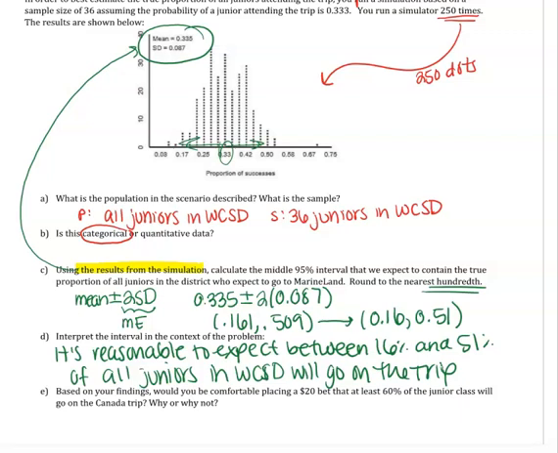Okay, so something I want to point out here is notice how I tied it back to the population. I'm using my middle 95 to make an inference about all juniors in Williamsville Central School District, which again is the population. That's the whole point of doing sampling, to make inferences about a larger population.